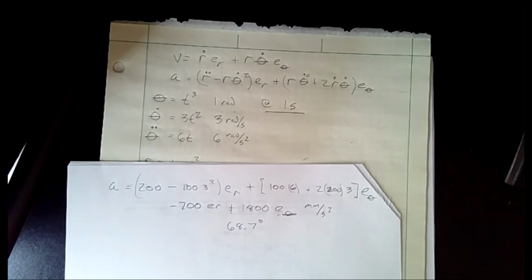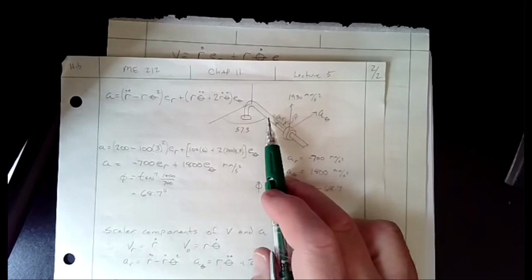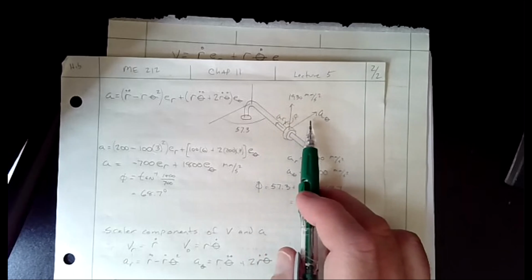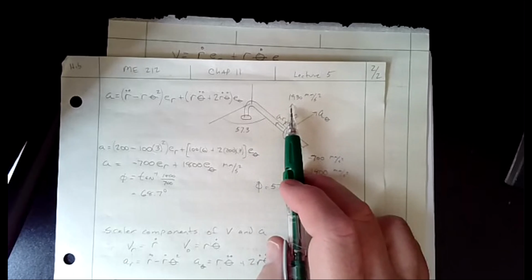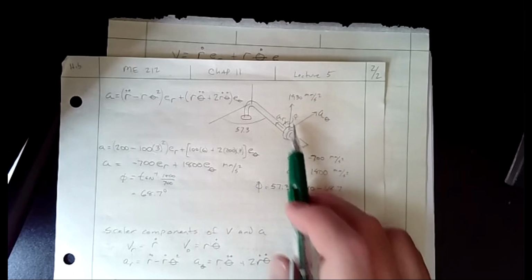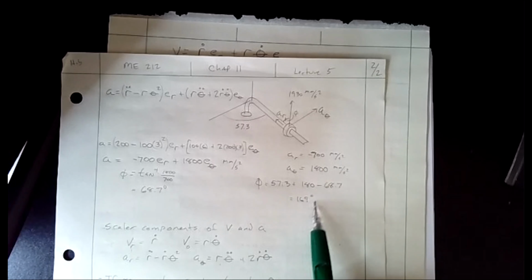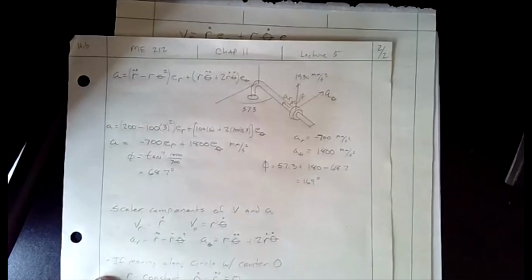And then if we plot, we have still the 57.3, but now our acceleration is going backwards, or in the opposite direction. And so now if we add this and this together, the total angle is going back that way. So in order to get the angle, I have to subtract 180 from it. So this is actually saying phi, which is the angle that this is going in, is equal to 57.3 plus 180 minus 68.7. And so we get 169 degrees. And that's it. And that's all there is to this one.